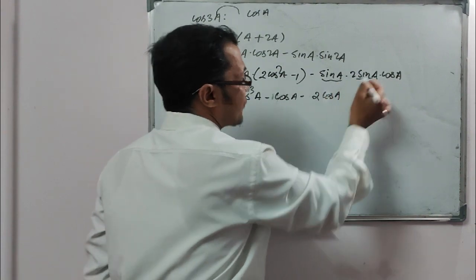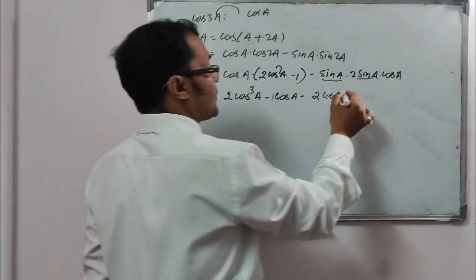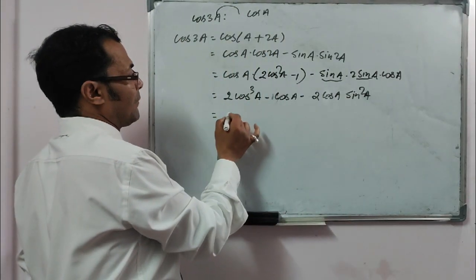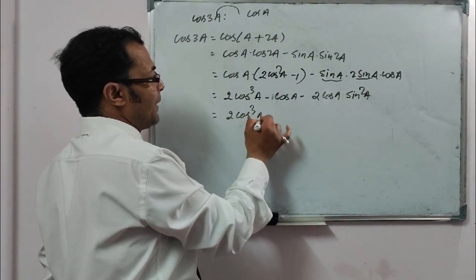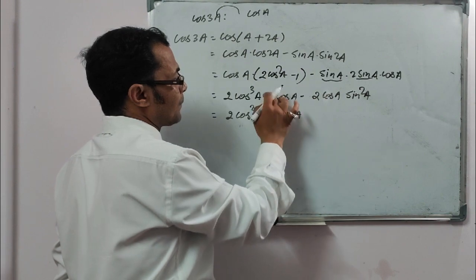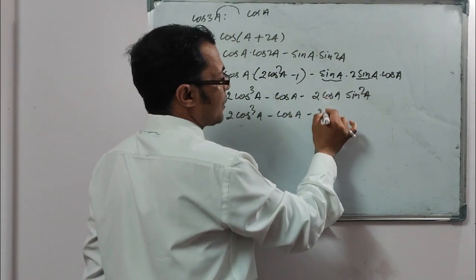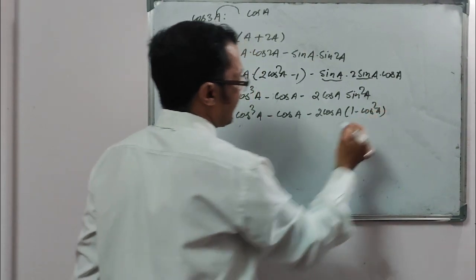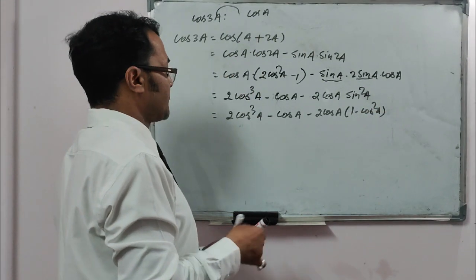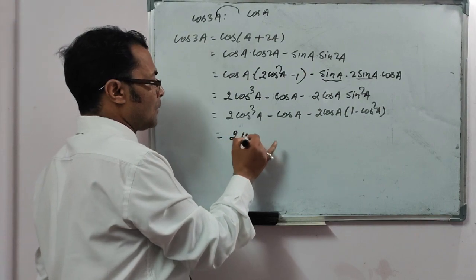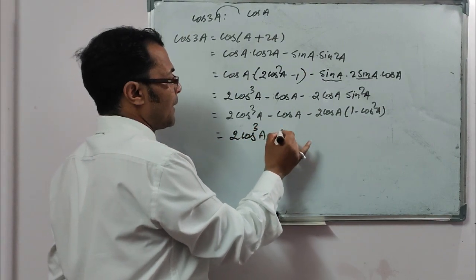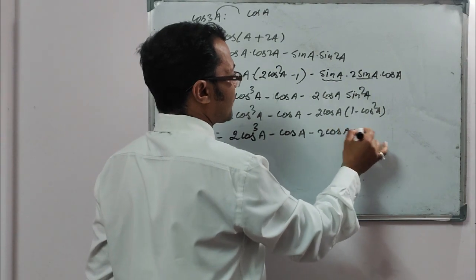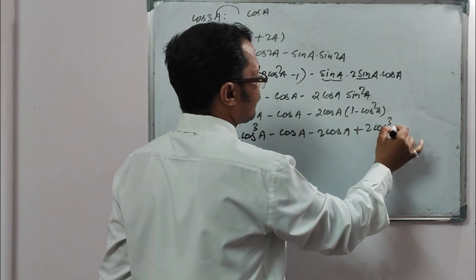but here sine and sine, as you can see, I'll change this. Let's keep it as sine square A for now. Cos cube A minus cos A, right? Minus here 2 cos A, and this one is 1 minus cos square A. So just multiply them: 2 cos cube A minus cos A minus 2 cos A plus 2 cos cube A.